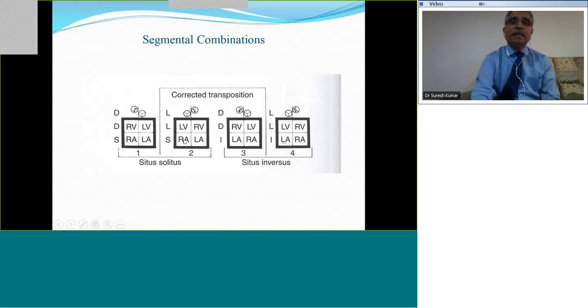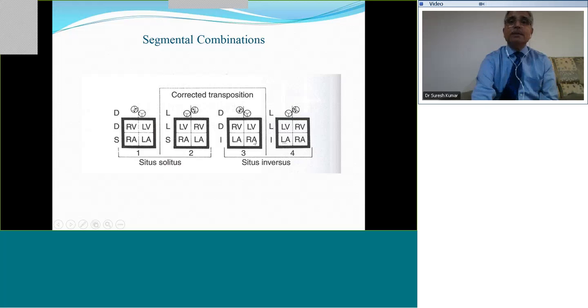This is normal. But in situs solitus, if you have RA connected to LV and LA connected to RV, and the aorta is left and anterior, it is solitus, L ventricular loop, L relationship of great vessels. So it is S,L,L. This is corrected transposition.